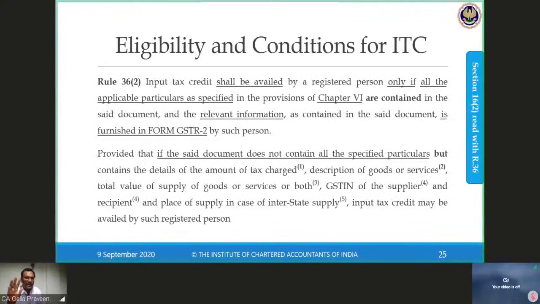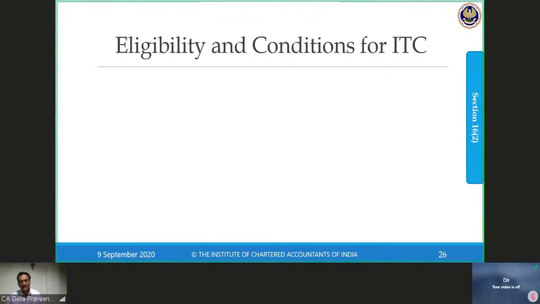Examination question: What details are compulsory to avail input tax credit under Section 16(2)? I repeat my question. What is the information which is to be made available on a document referred to in Rule 36 for availing credit under Section 16? So if I ask that question, these are the minimum details which are to be available on my document.